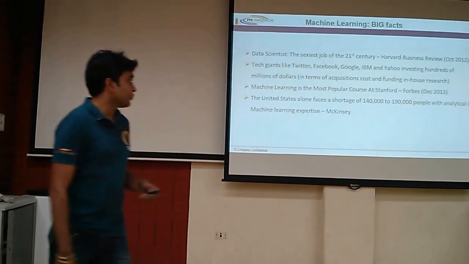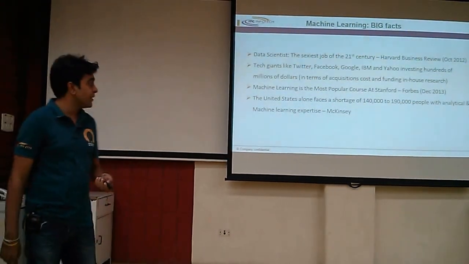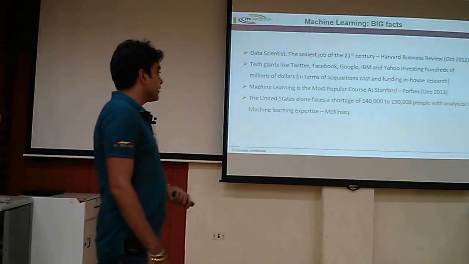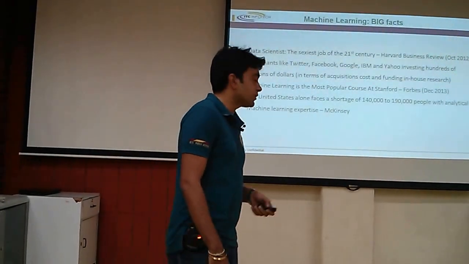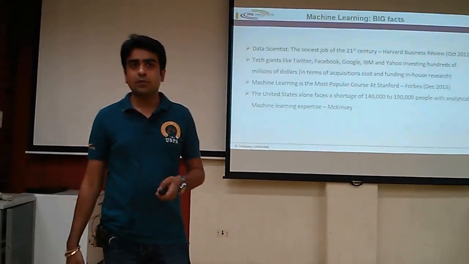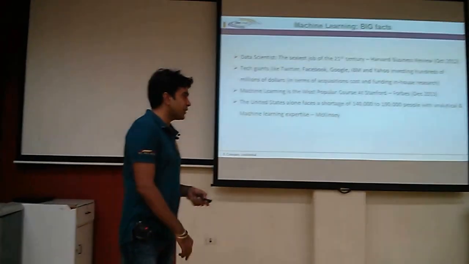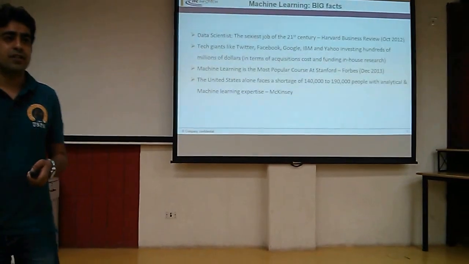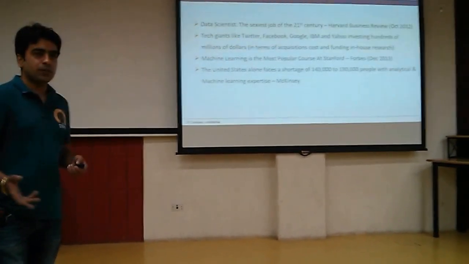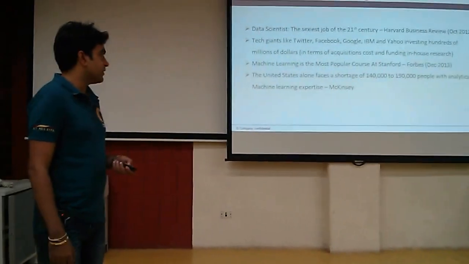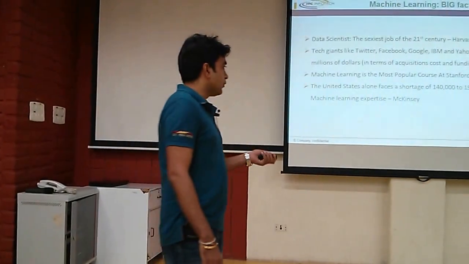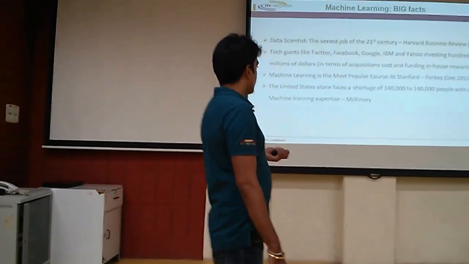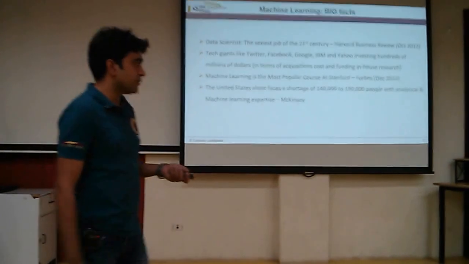Tech giants like Twitter, Facebook, Google, IBM, LinkedIn, Yahoo invest millions of dollars in machine learning. For most of them, this is bread and butter. Any feature you see on Google search or LinkedIn or Facebook, they employ machine learning in almost all of their functionalities. It was one of the most popular courses at Stanford in 2013. I'm sure it still is now.